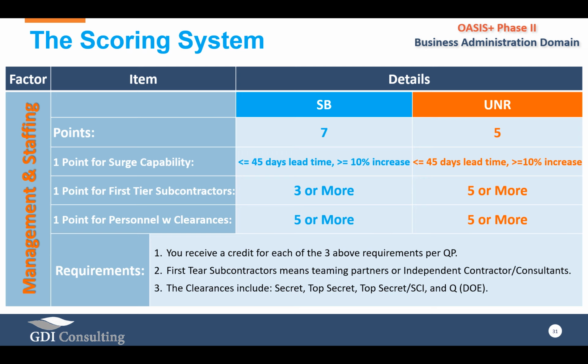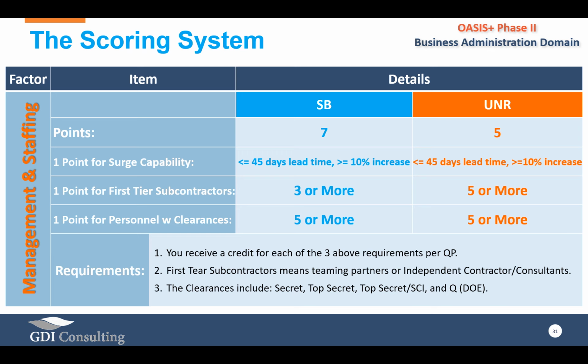If you had 5 or more personnel with clearance in that contract, like secret, top secret, SCI, or Q for Department of Energy, you get a point. So one contract by itself can get 3 points if it has all of these. But overall, you cannot get more than 7 for small business and 5 for unrestricted.